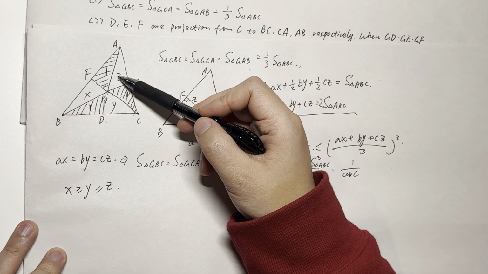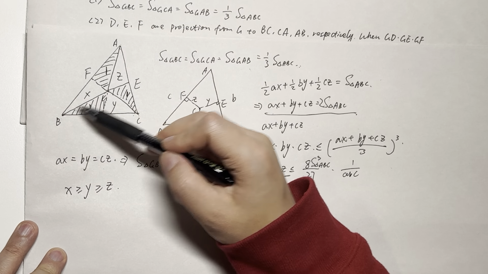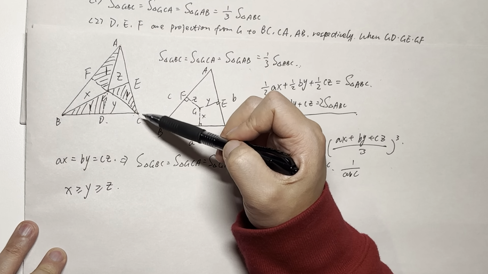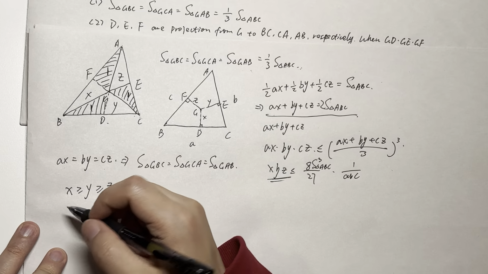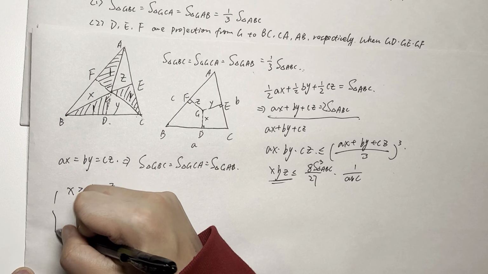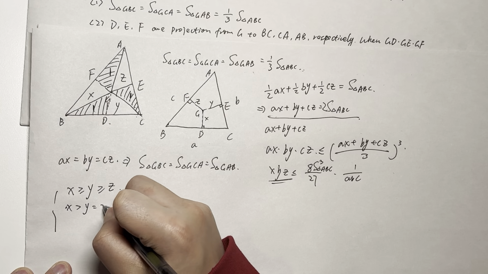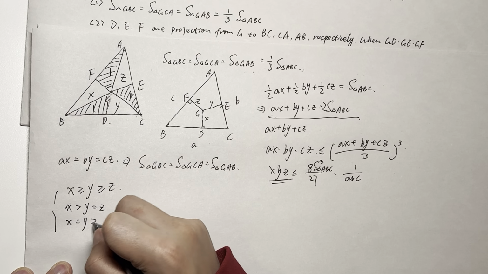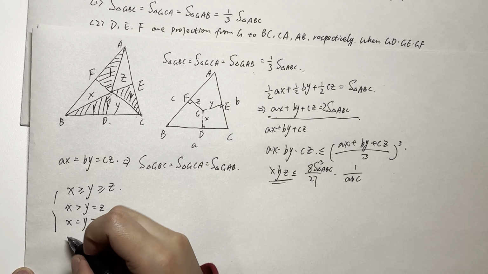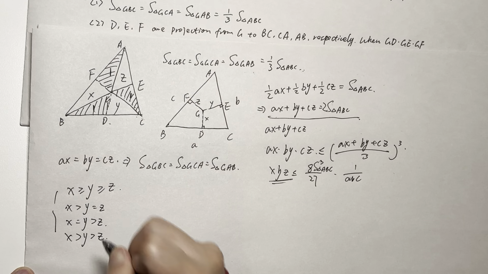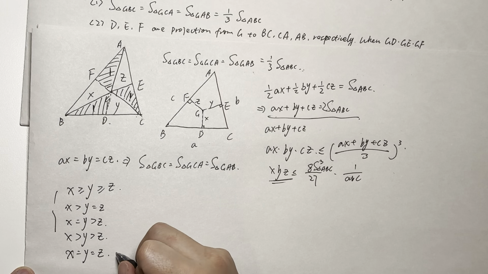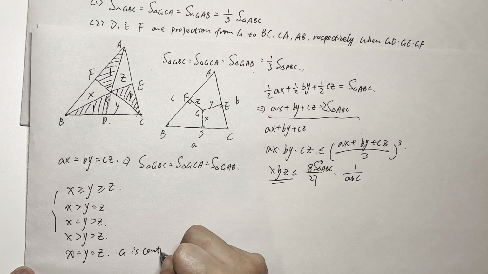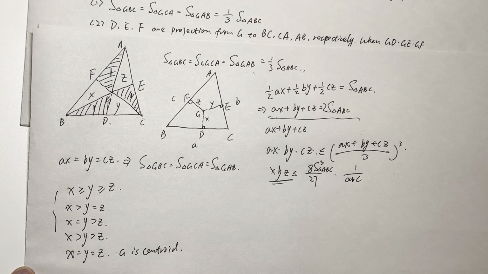Because if these 3 are all equal, that means the area of triangle ABG equals the area of triangle BCG equals the area of triangle ACG. Then we know that G is a centroid, right? So let's see what conditions we may have here. x larger than y equals z, x equals y larger than z, or x larger than y larger than z, right? And we already said that if x equals y equals z, we know that G is a centroid, right? So we want to check the other three conditions.